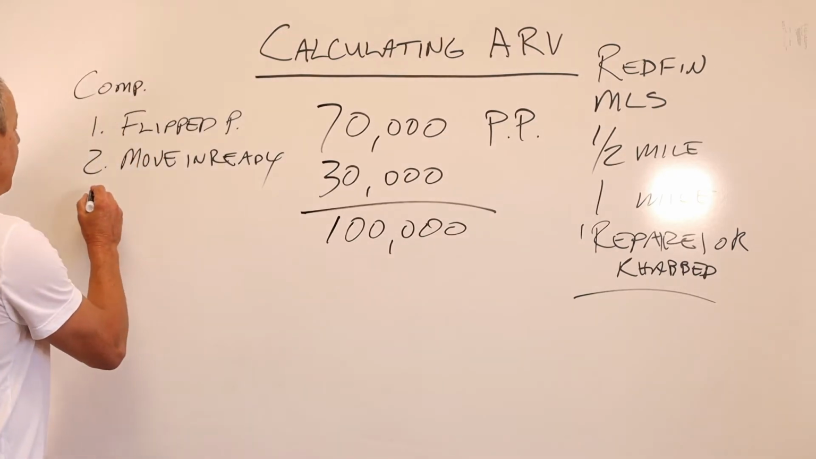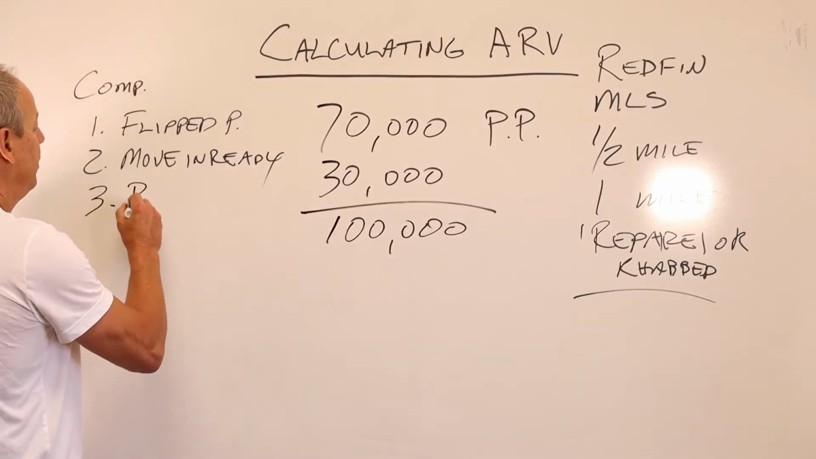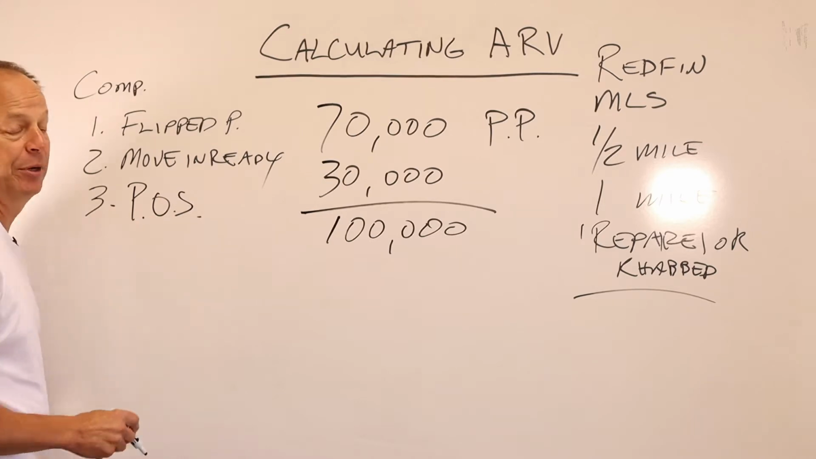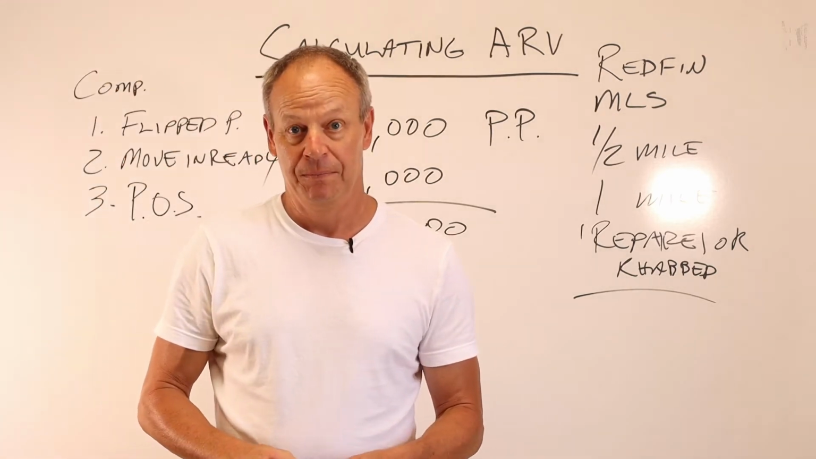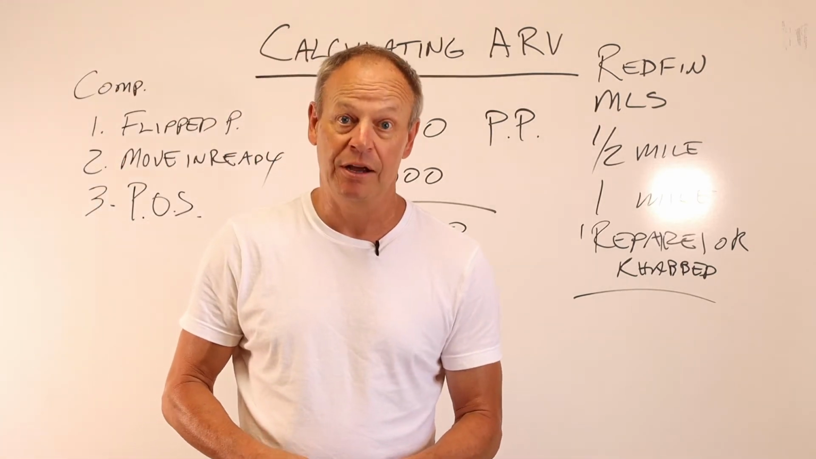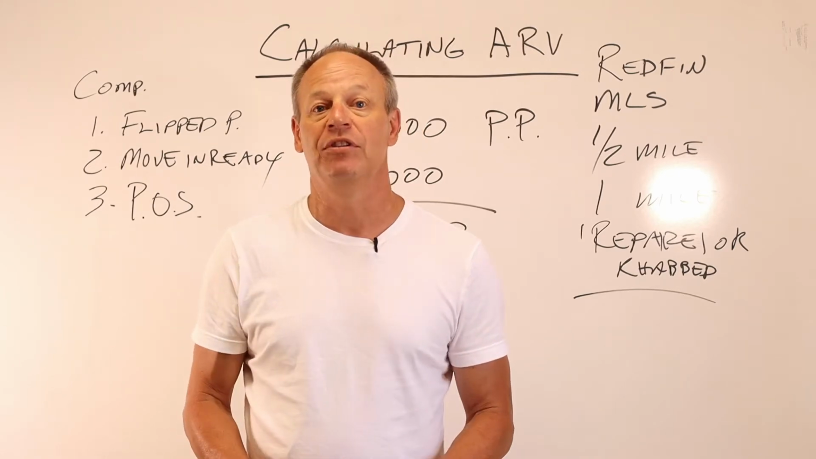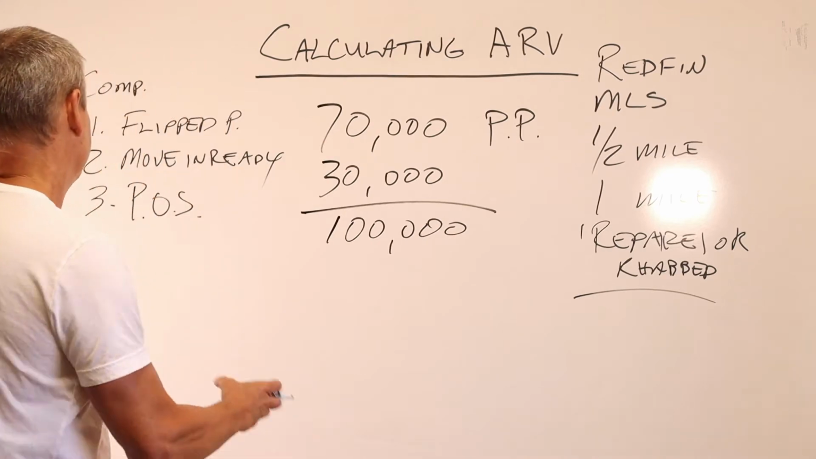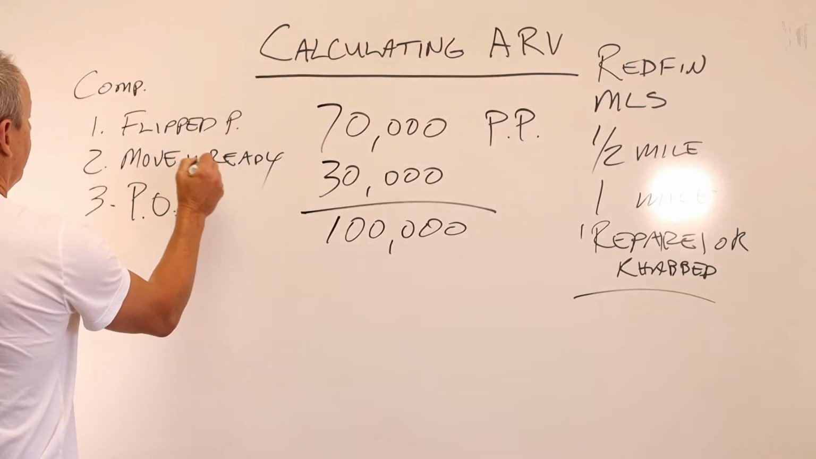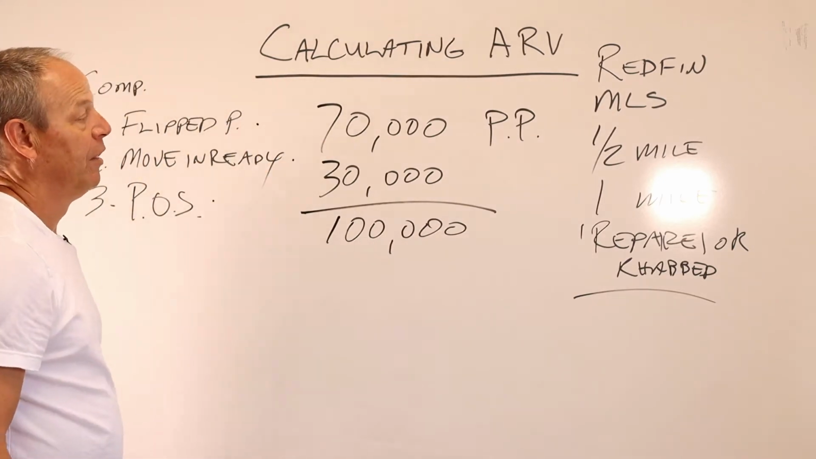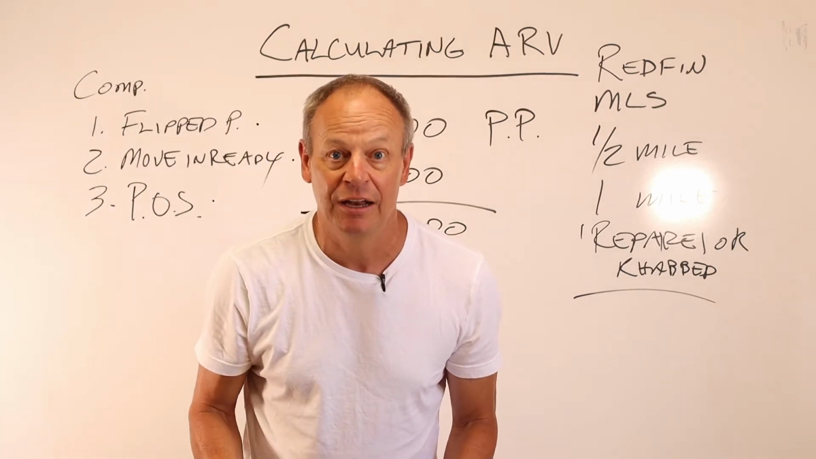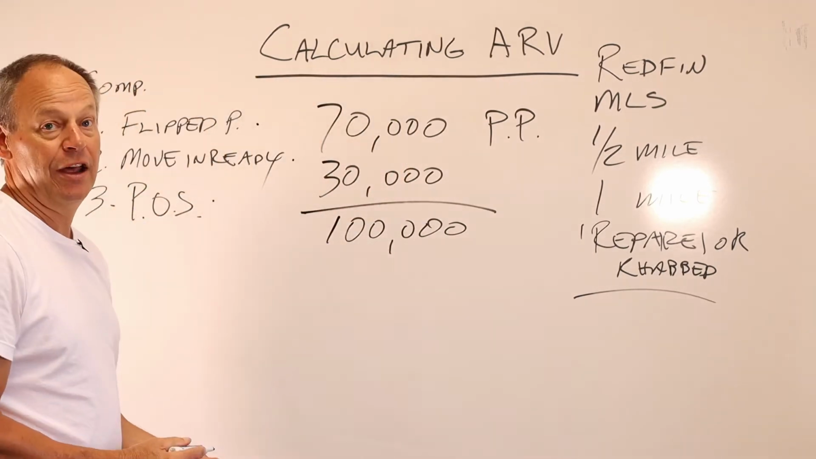And then I want you to have a comp for a POS. Does everybody know what POS stands for? No. Piece of poop, all right? We want to get the lousiest house in the neighborhood, and we want to see what that one sold for. So this one, or this one. The property that you're looking at is going to fit in one of those categories.